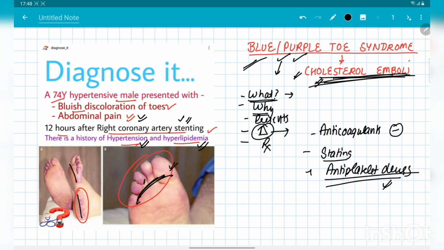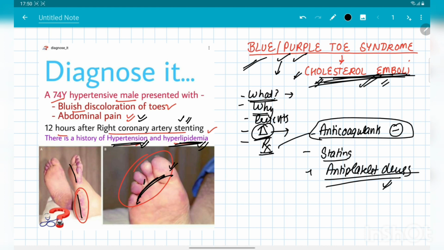And if possible, like in the chronic settings, if there is a history of development of this cholesterol emboli syndrome, then further cardiac procedures and further vascular surgeries are avoided, because they are a risk factor for development of this cholesterol emboli. The risk factors like diabetes mellitus, hypertension and hyperlipidemia are managed by drugs. So these are the basic preventive measures.